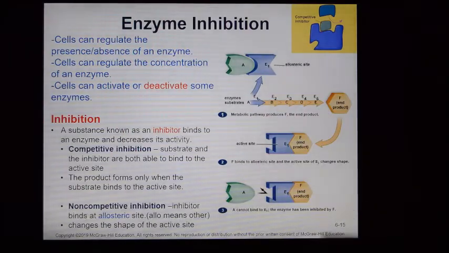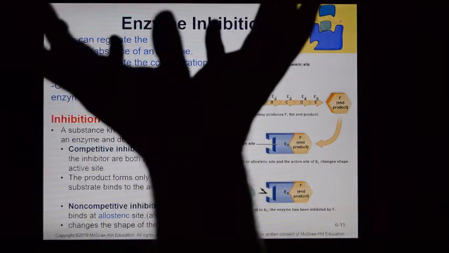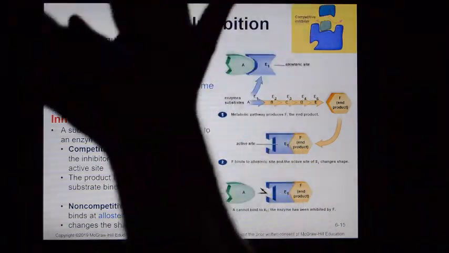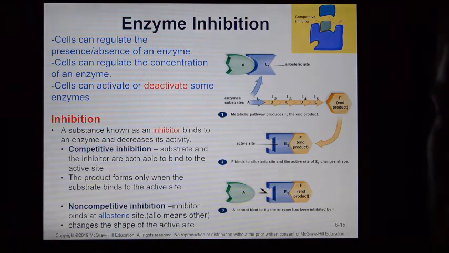So let's talk about inhibition. You know that enzymes have an active site. We talked about this previously. So you've got my enzyme here, and the active site is the area where it will attach to a substrate and then either break that down or build it up into a product.